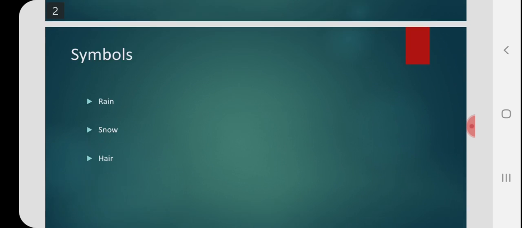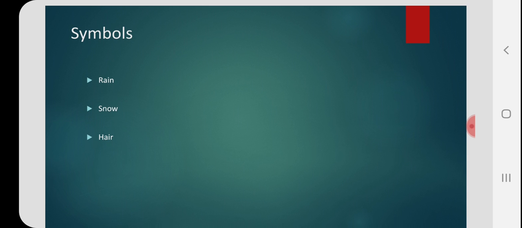In this novel, we have symbols. First of all, it's rain. Rain is actually known as a symbol of fertility, a symbol of happiness. But in this novel, rain is used as a symbol of destruction, miseries, death. Whenever there is rain, there is death.